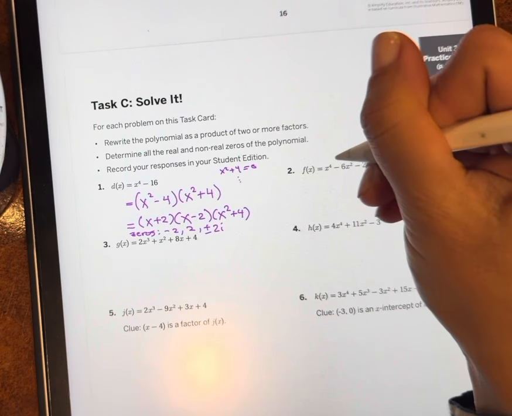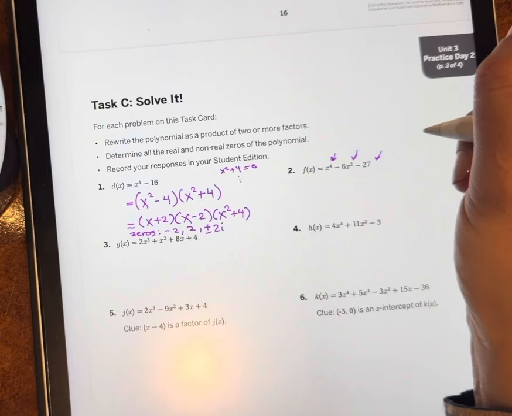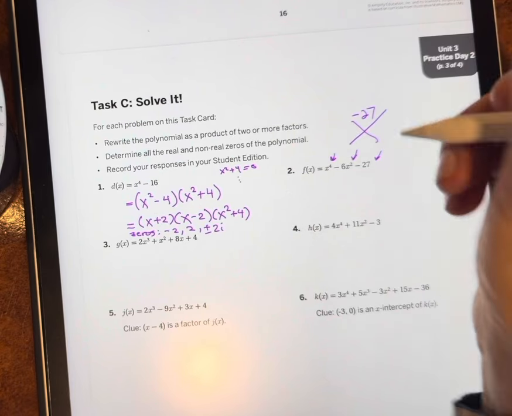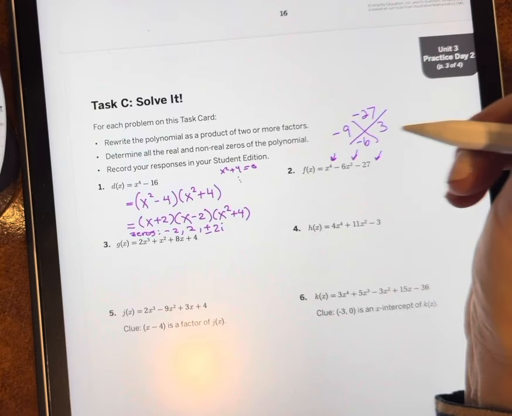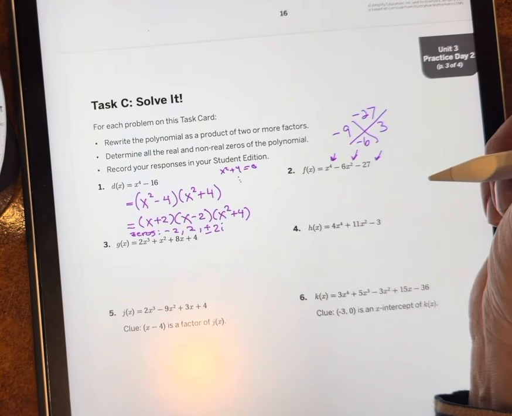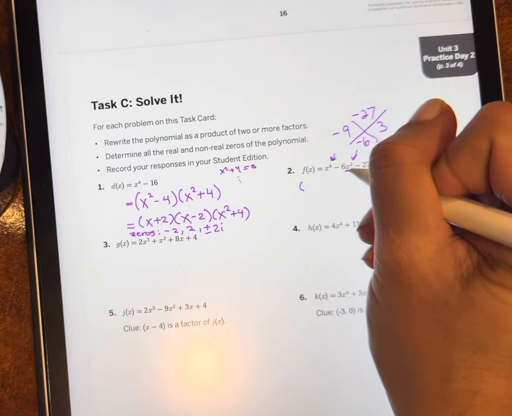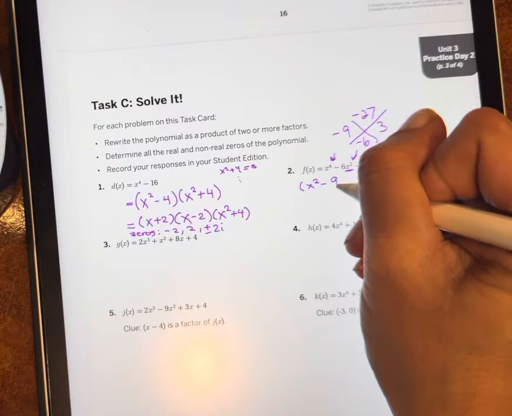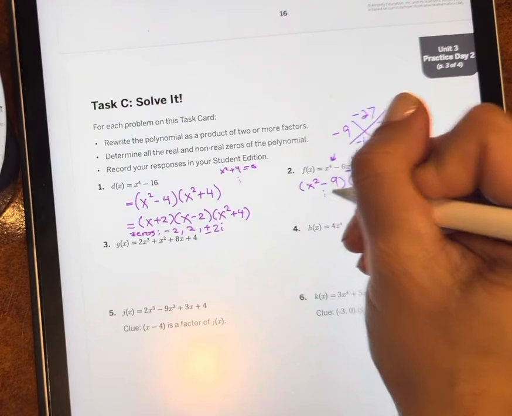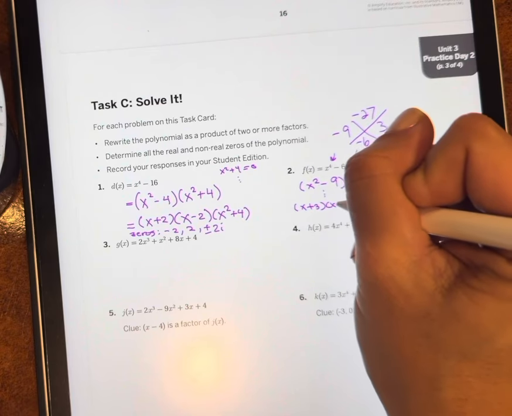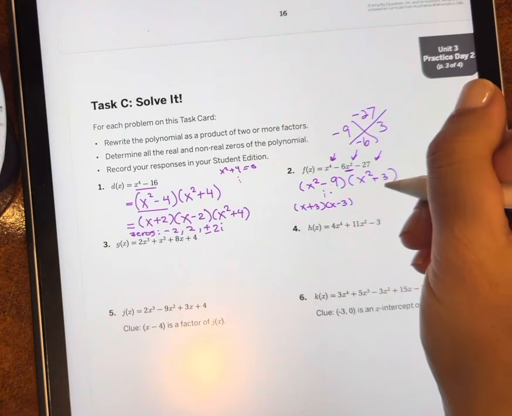This one, you guys, I got an exponent. I got half that exponent. I got a constant, meaning no variable at all. I'm going to try to factor this with 9 and 3, because 9 and 3 can multiply to negative 27 if the 9's negative, and add to negative 6. So this factors into x squared minus 9 and x squared plus 3. This one keeps factoring into x plus 3 and x minus 3 because it's a difference of squares, just like this was. And then this one stays.